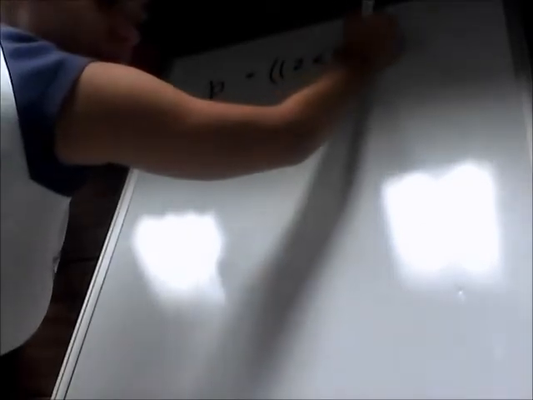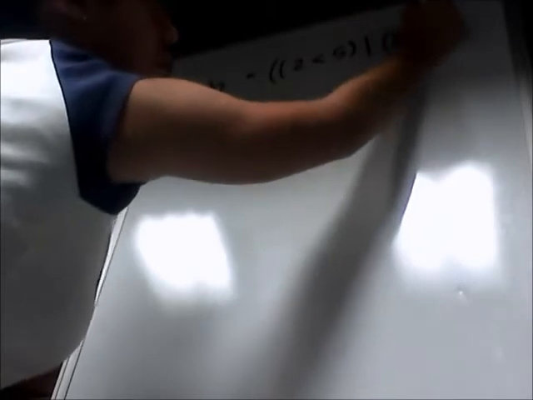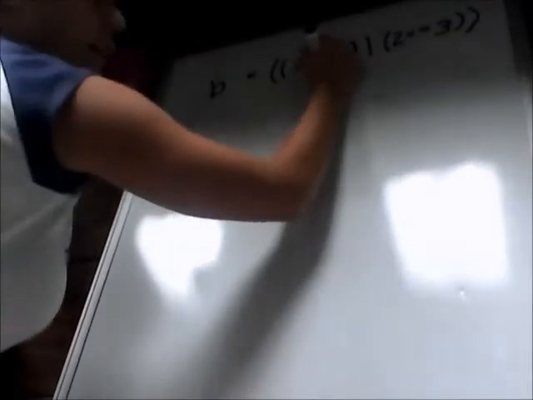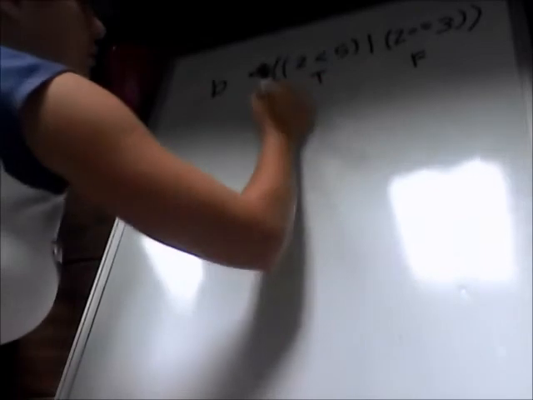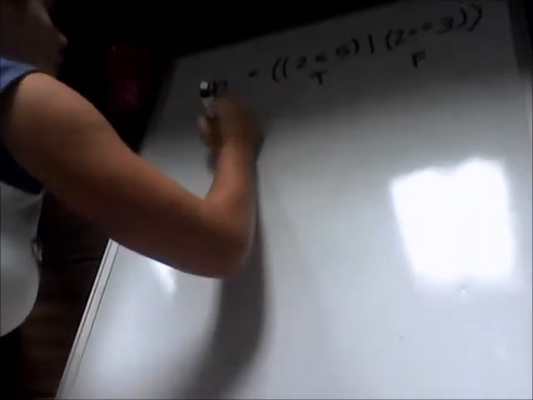B is equal to the vector where 2 is less than 5, or 2 is equal to 3. So 2 is less than 5, that is true. But 2 is not equal to 3, it's false. Because this is an OR, and one is true, then B is equal to true.